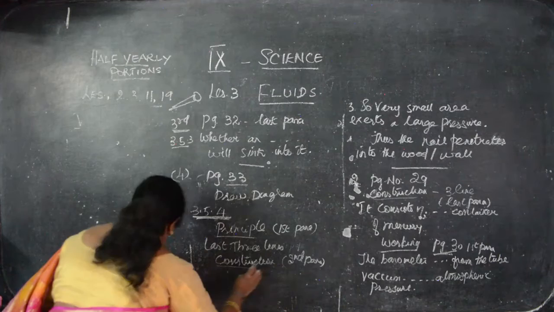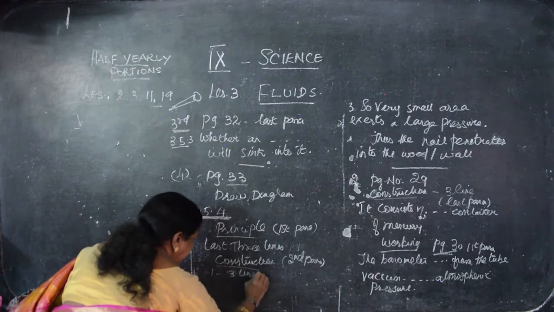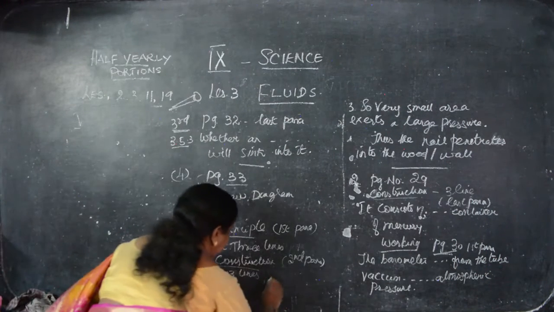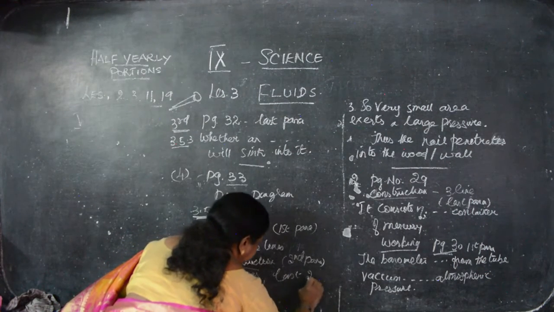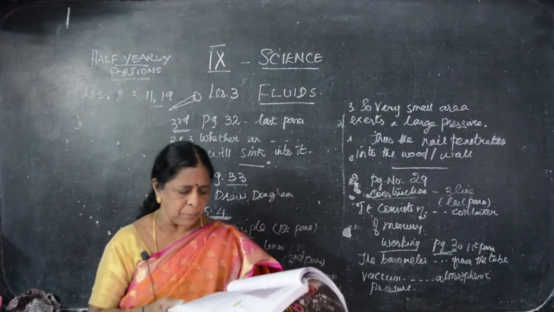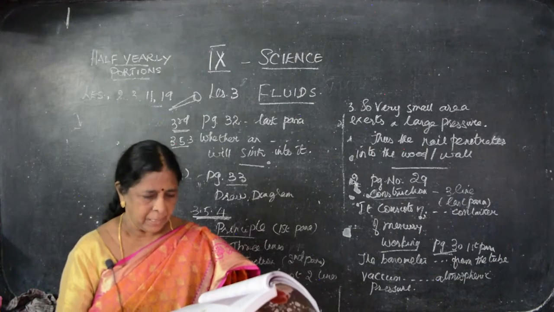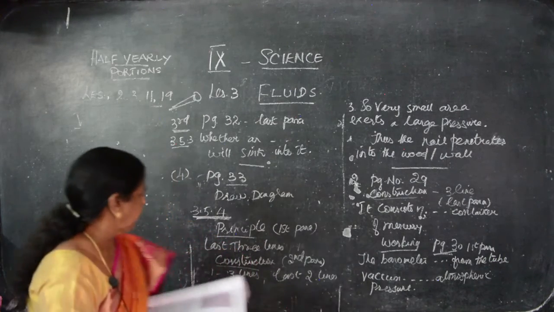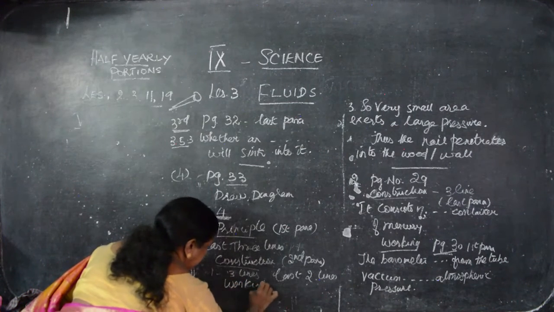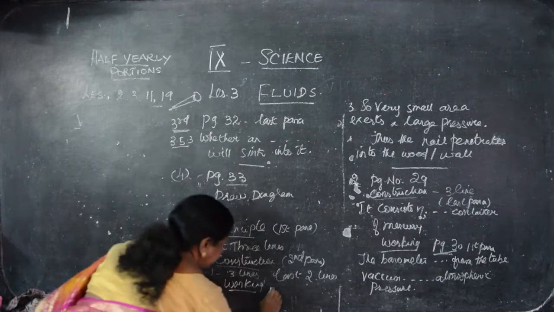Hydrometer construction. How many lines? First 3 lines, 1 to 3 lines, and then the last 2 lines. First 2 lines and last 2 lines. That is, the narrow tube has marking so that the relative density of a liquid can be read directly. And working. Next we have to write the side heading, Working. Under the heading Working, you have to write the last paragraph.